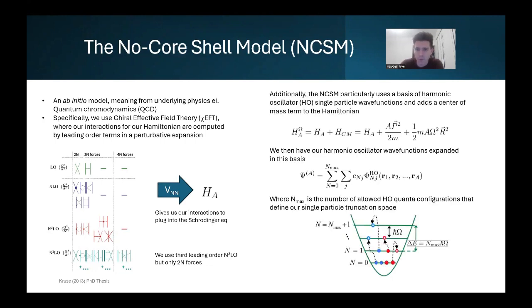Additionally, however, the no-core shell model also uses a basis of harmonic oscillator wave functions. It's for the single-particle wave functions, and it also adds a center of mass term to the Hamiltonian. This then gives us our expansion in terms of our harmonic oscillator wave functions, where here M max is the number of allowed harmonic oscillator quanta excitations in our model space. Essentially, as M max goes to infinity, our calculations converge to exact.